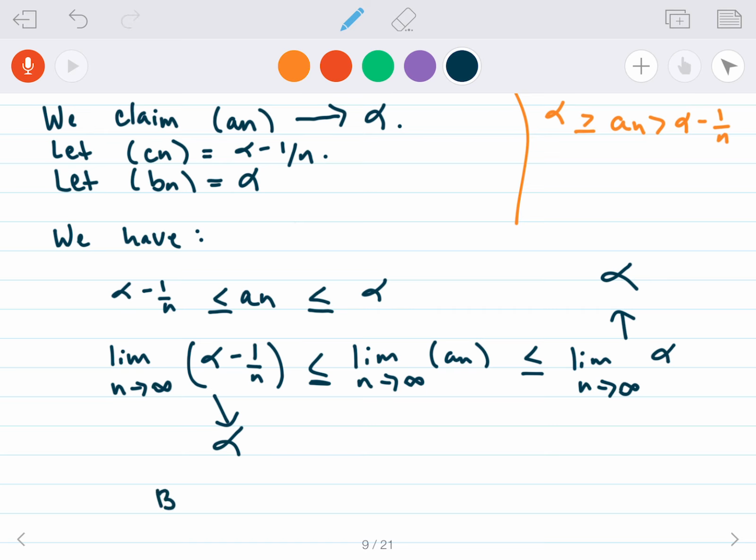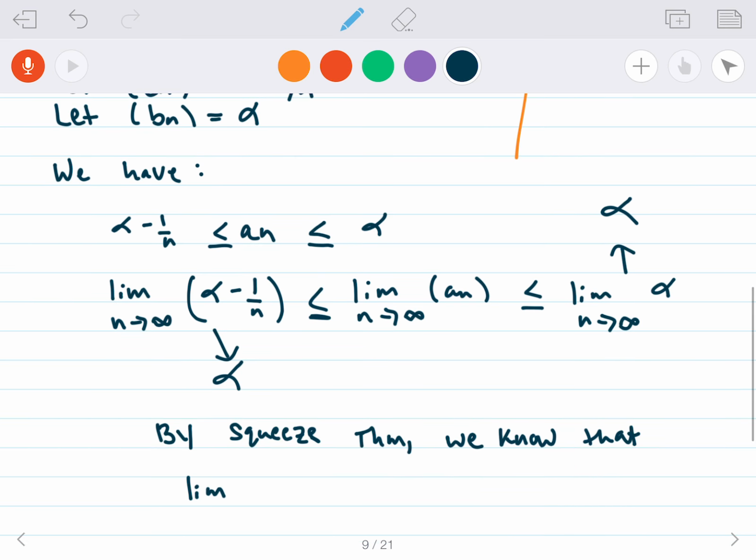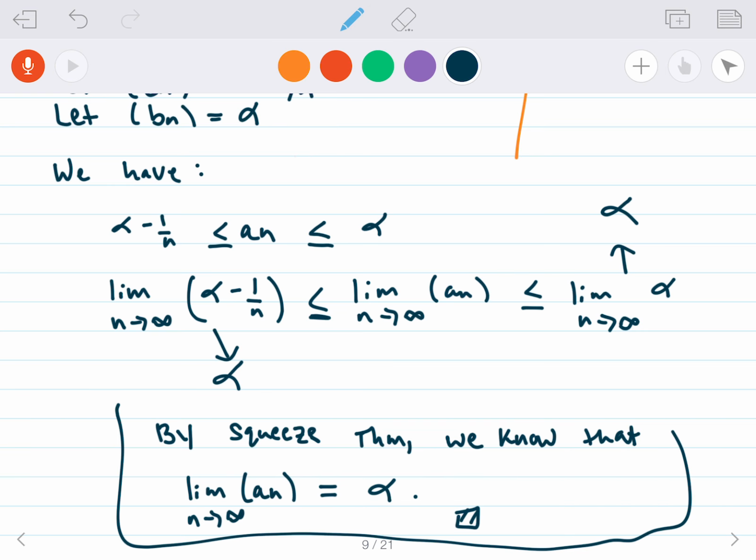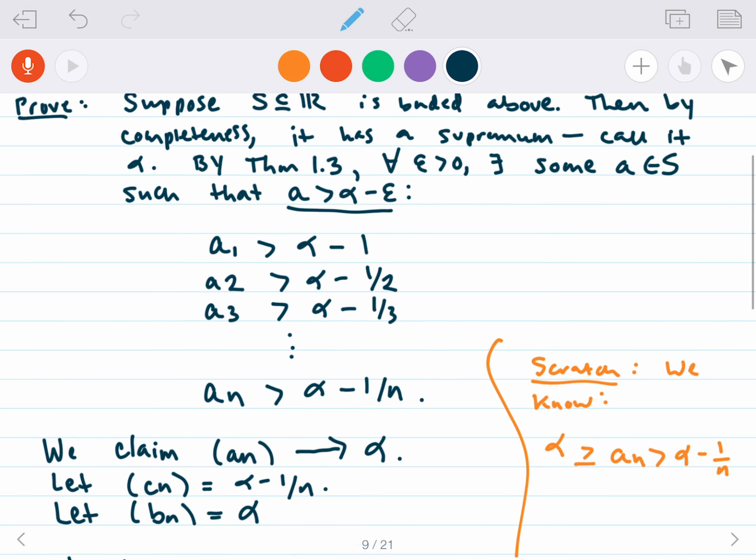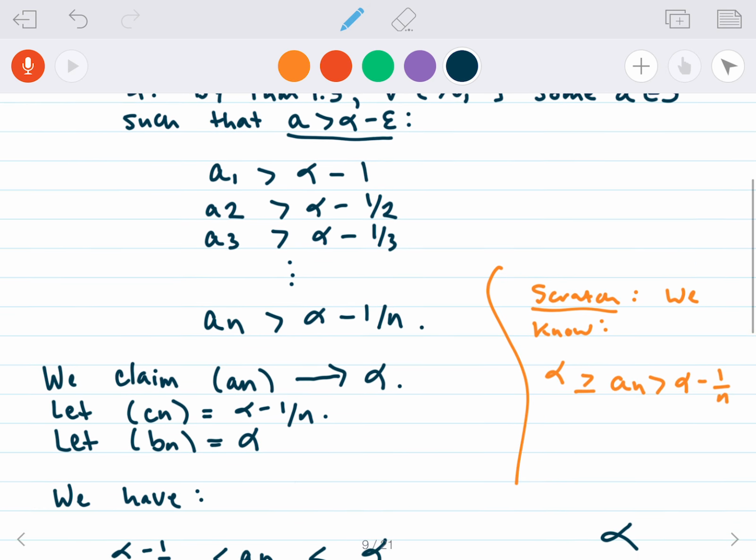So by the squeeze theorem, since we've sandwiched this sequence in between two other sequences that converge to the same limit, we know that the limit of the guy in the middle is going to be the same thing as the guys on the outside. And we're done. Okay, so that was the proof of that proposition 3.1.